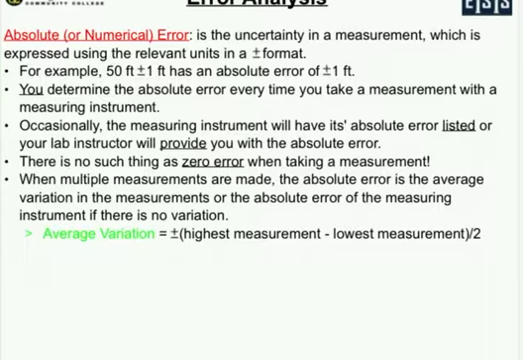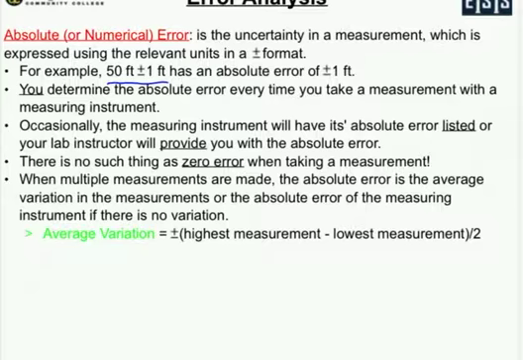This video will review error analysis as it is used in the physics labs here at LCCC. The absolute error, or in other words, numerical error, is the uncertainty in a measurement, which is expressed using the relevant units in a plus-minus format. For example, we have here 50 feet plus or minus 1 foot. That plus or minus 1 foot is the absolute error.